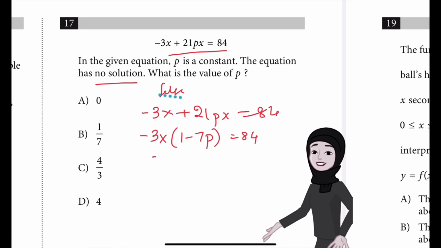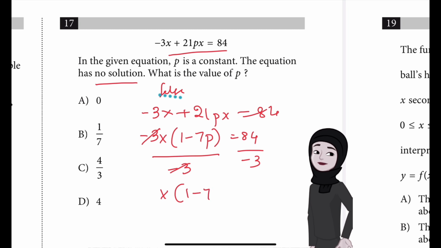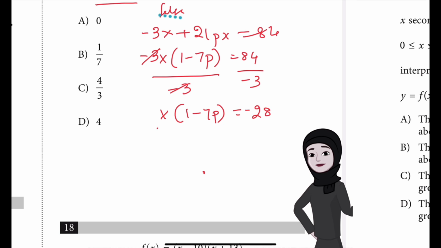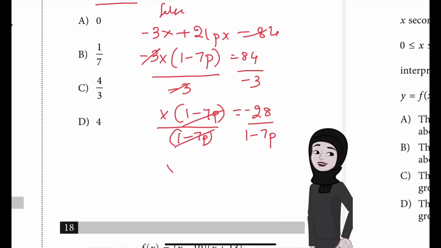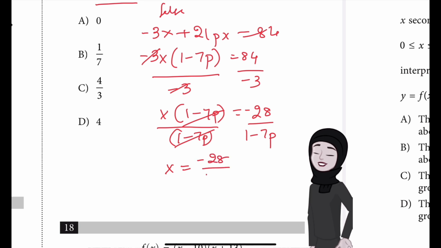After that, we will divide both sides by negative 3. We are dividing by minus 3, so this will cancel out. So we will have x times 1 minus 7p, and 84 divided by negative 3 on the calculator. If you calculate, you will get negative 28. We have to write this in terms of x, so we will divide both sides by 1 minus 7p, and we will get x in terms of p. x is equal to minus 28 divided by 1 minus 7p.